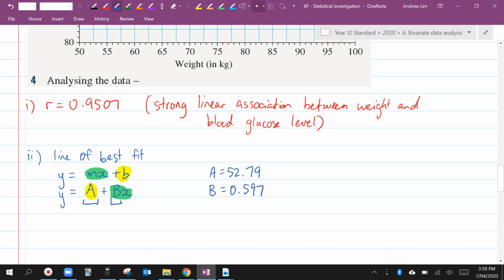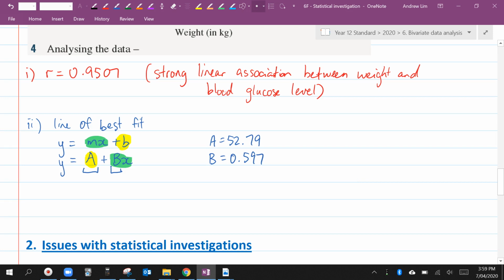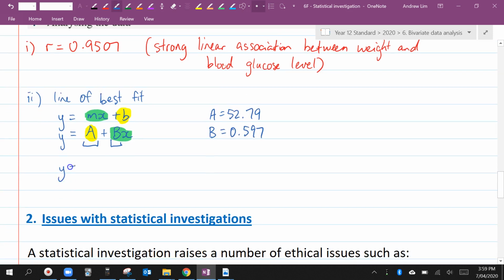Okay, that's to 3 decimal places. So if we were to create our equation for the line of best fit, it'll be y is equal to A, which is 52.79, plus B, which is 0.597 x. And that is the equation of the line of best fit.